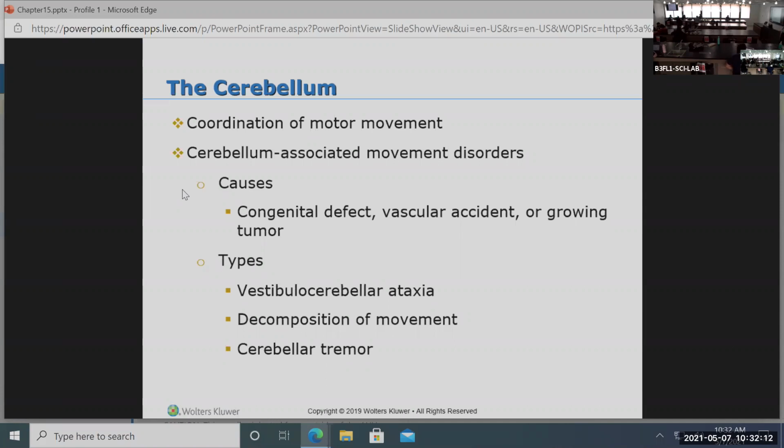Cerebellum-associated movement disorders may be caused by a congenital defect, may be due to other causes, may be vascular accidents, or may be due to a growing tumor. A special highlight is cerebellar tremor. And also very important, the cerebellum maintains body balance. Body balance is very important. It's one of the important functions of the cerebellum also.